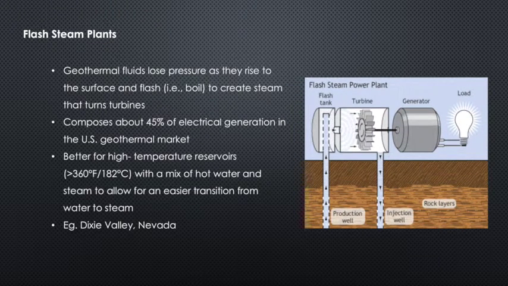The flash steam plant is the second kind of technology. Here, the geothermal fluids lose pressure as they rise to the surface and flash, that is, they boil, in order to create steam that turns the turbines. This composes about 45% of the electrical energy generation in the US geothermal market. This technology is better suited for higher temperature reservoirs with a mix of hot water and steam, in order to allow for an easier transition from water to steam. An example is the Dixie Valley in Nevada.